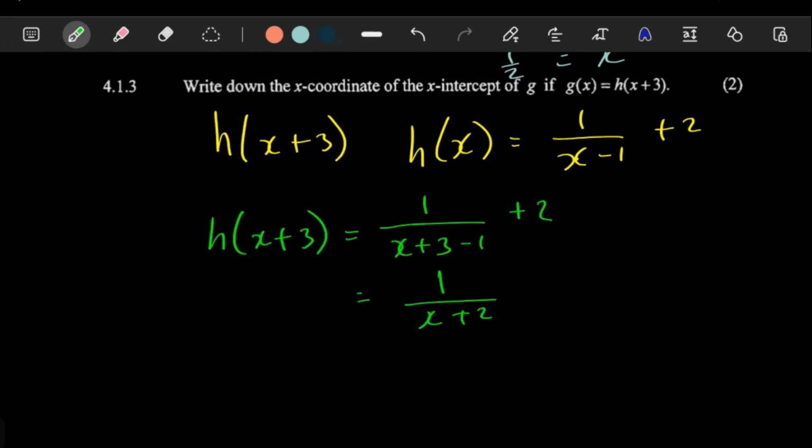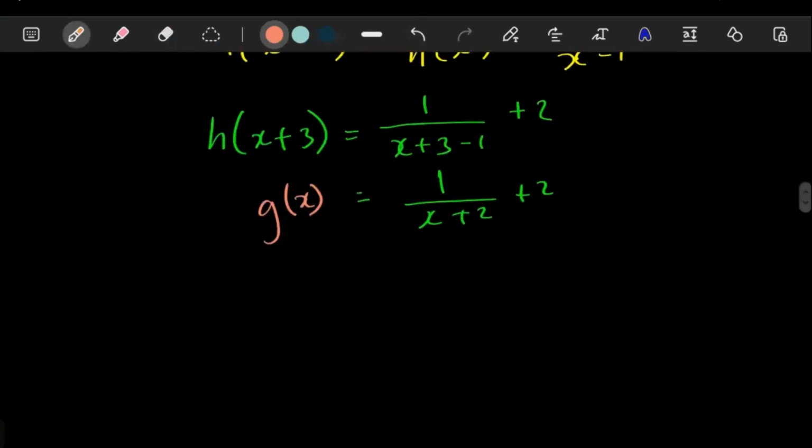From here, you're going to get, yeah, this is all you end up with, actually. You can just label it g of x. This is the equation of g. So they say you should get its x-intercept. Getting the x-intercept of this graph, you're going to make this a 0.